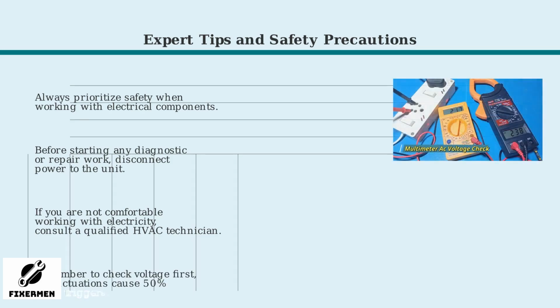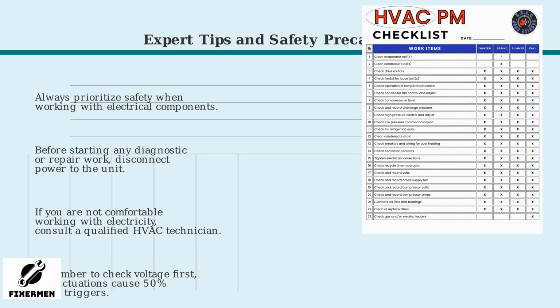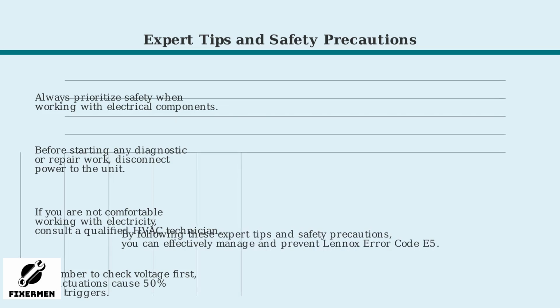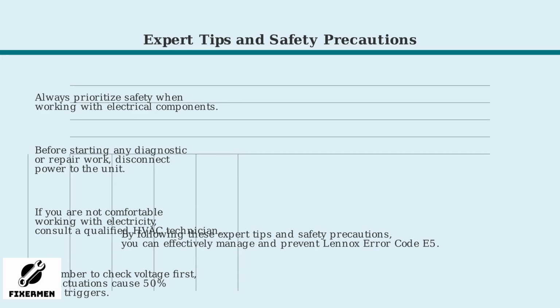Always remember to check voltage first when diagnosing E5 errors. Voltage fluctuations are responsible for approximately 50% of E5 triggers, making this a critical initial step. Finally, regular maintenance is key to preventing E5 errors. Proper diagnostics and addressing the root cause not only resolve current issues, but also prevent future occurrences, saving time and costs. By following these expert tips and safety precautions, you can effectively manage and prevent Lennox Error Code E5 in your HVAC system.